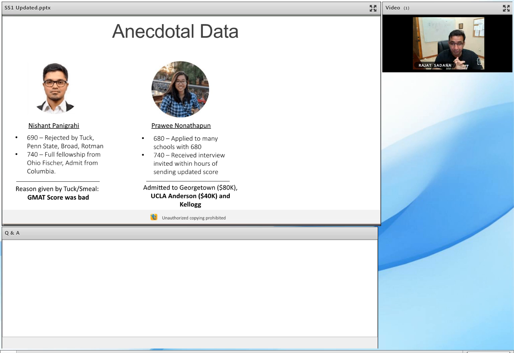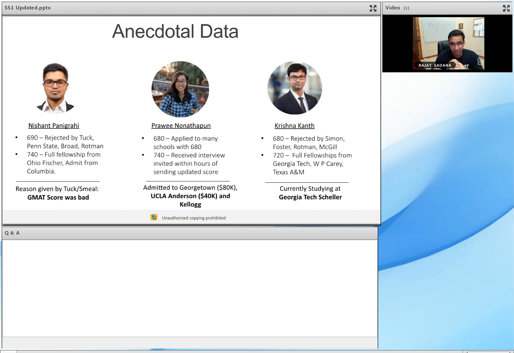Okay, Pravi applied to a ton of schools with a score of 680 and did not receive a single interview invite. At the end of round two, she improved her GMAT score to 740, sent that GMAT score, and within hours of sending that improved GMAT score, she received 3 interview invites. I mean, you can call it a coincidence. One school I could think of as a coincidence, but 3 schools, I think there's definitely something going on there. She was admitted to Georgetown and UCLA with scholarships, as well as to Kellogg. She's currently graduating from Kellogg, or she just graduated from Kellogg.